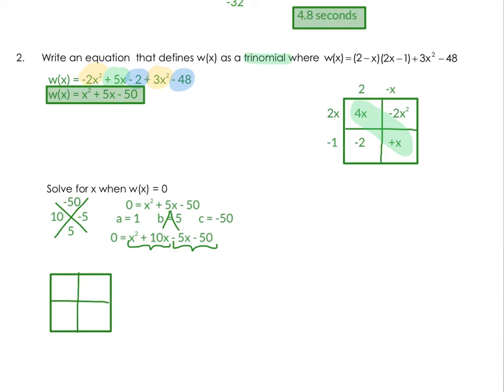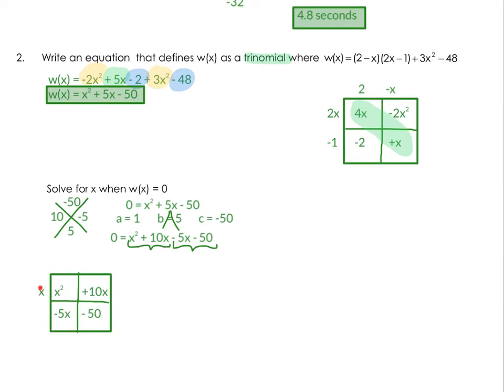Then the first two will go in my top row, so it's x squared and then the 10x. And then in the bottom, we put the negative 5x minus 50. So then we look for the GCF of the first two, so the x squared and the 10x. The greatest common factor here is an x, so that's what fills in this spot right here. Then ask yourself, okay, what times x is going to give me x squared? Or the alternative is to say, okay, well, x squared divided by x will give me what goes here.